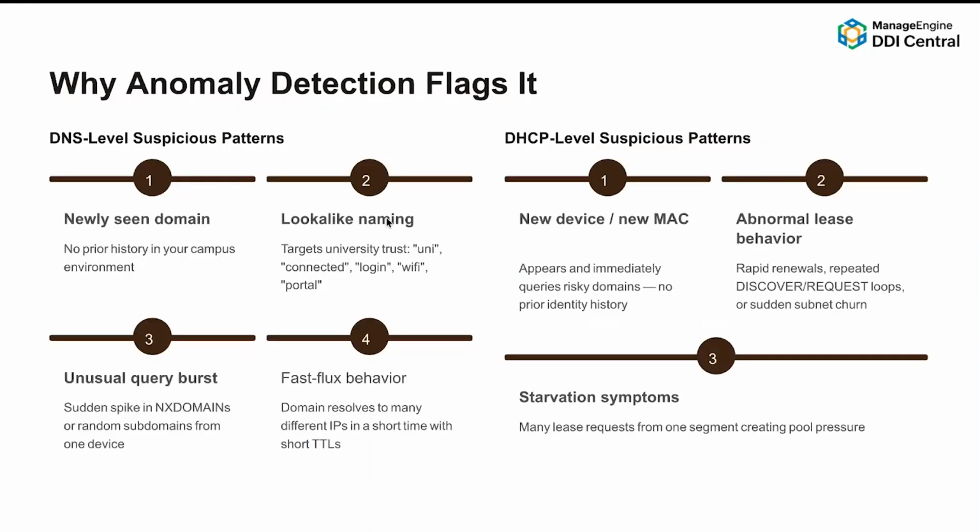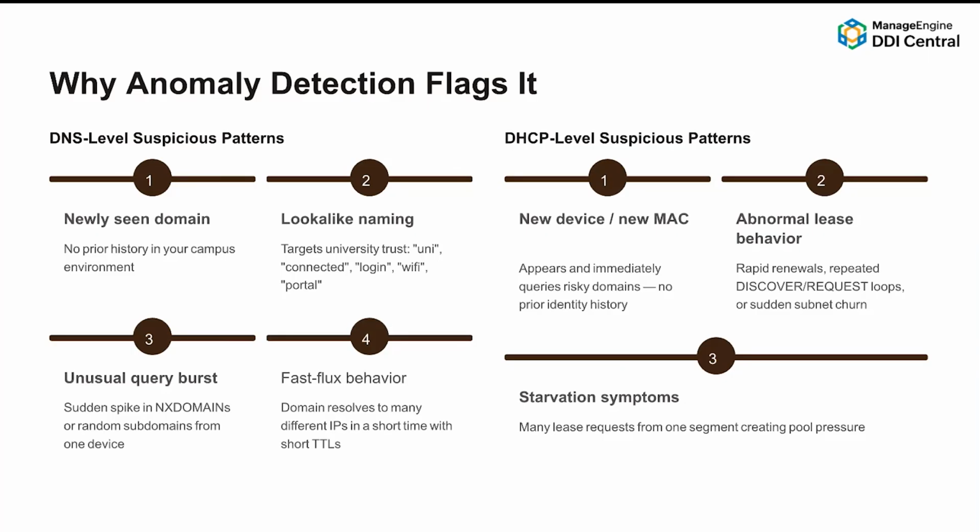So why does the anomaly detection layer flag it? Let's unpack why the behavior layer needs the domain on the block list. So we look at two sets of signals, DNS behavior and DHCP behavior. So that's the advantage of DDI. You're not looking at a domain in isolation. You're looking at the domain plus the device behind it. So the DNS level patterns show it's a newly seen domain. In most university environments, you have strong normal patterns. A domain that has no prior history on campus suddenly appearing from a student endpoint is a strong early warning, especially right after an email click.